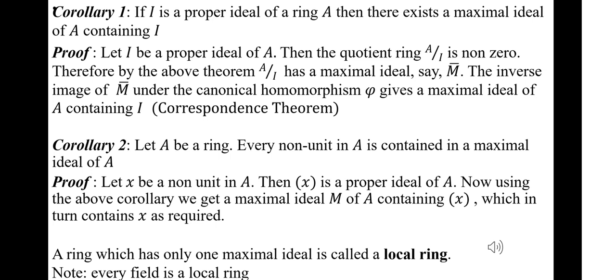You can think of any field as an example here, because a field has only trivial ideals, the zero ideal and the whole field itself. Then you should be able to realize which is the only maximal ideal, so that every field gives us an example of a local ring.